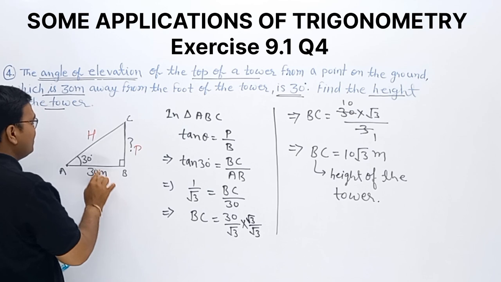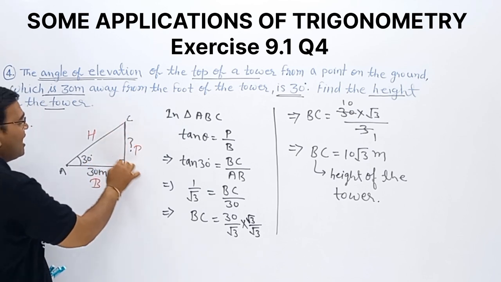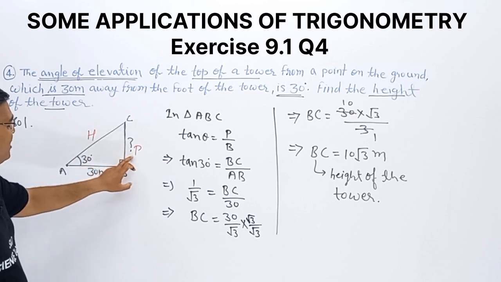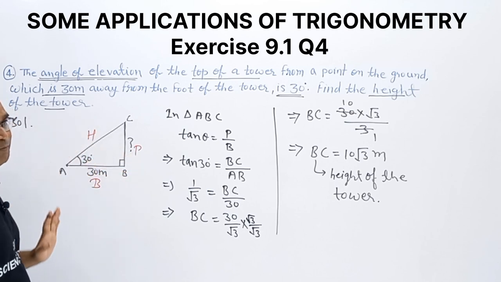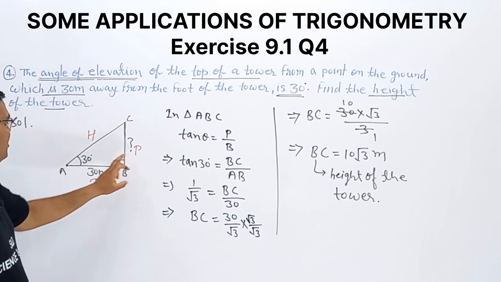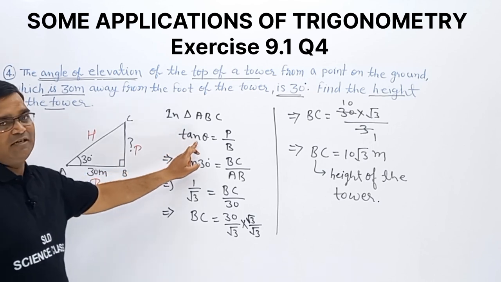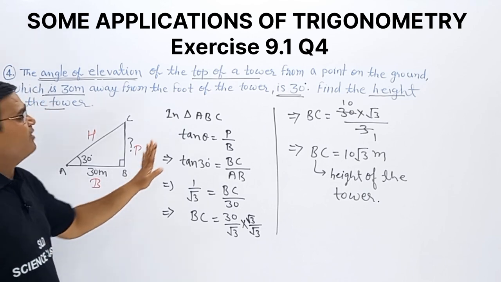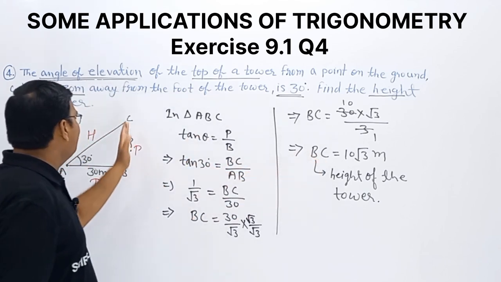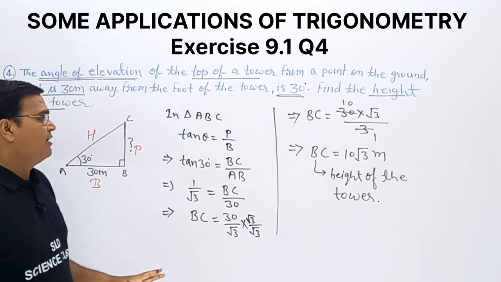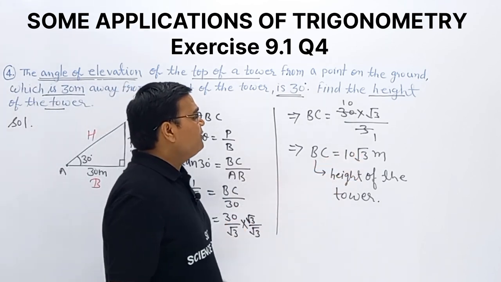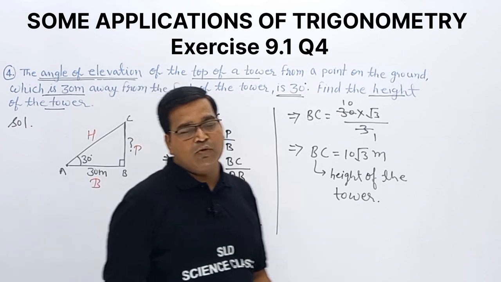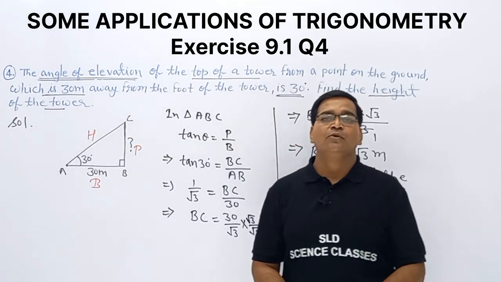It means we have one side and one angle. We require the height. So how will we find it? This is the right triangle, opposite of this angle is the perpendicular, its adjacent will be the base, and this will be the hypotenuse. We require P, we have the base, so we will use tangent theta. Tangent theta is P upon B. So finally we put the values and get BC. BC is the perpendicular and height of the tower, and we obtain 10 square root of 3 meters, which is the height of the tower. So that's all about this question. Thank you so much.